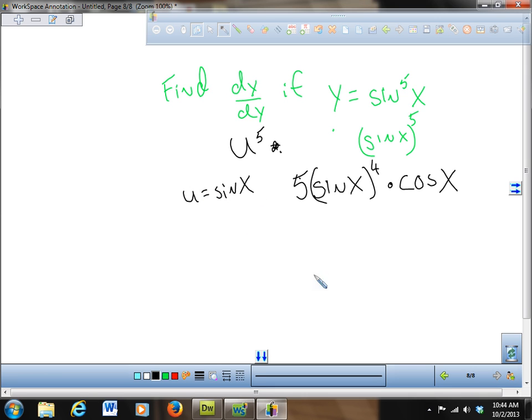Okay, so what if they ask you to find the slope at x equals pi over 3?